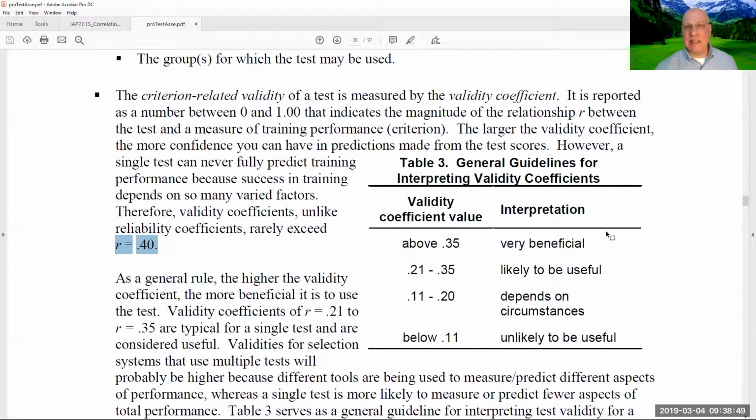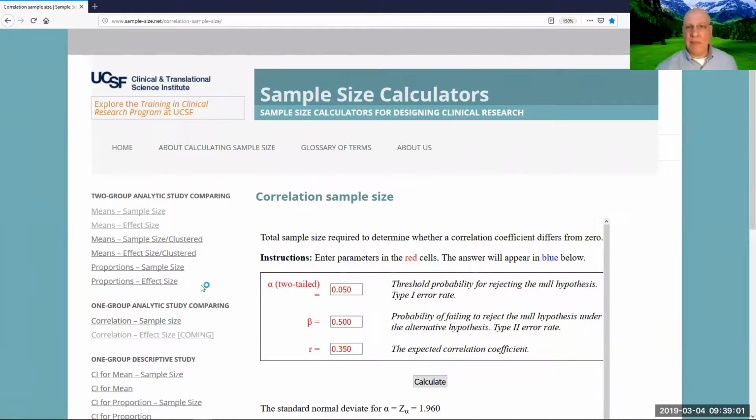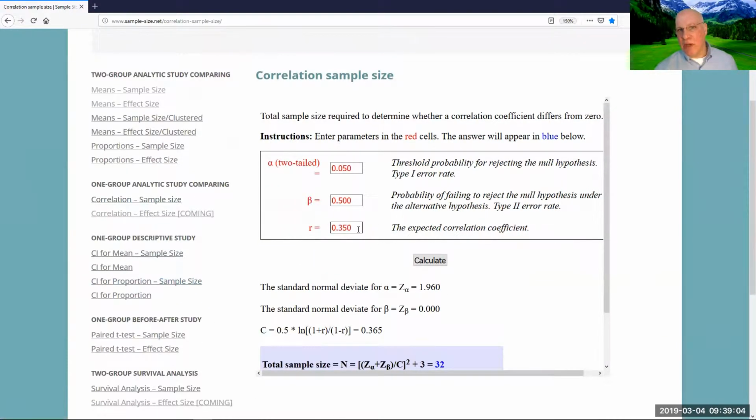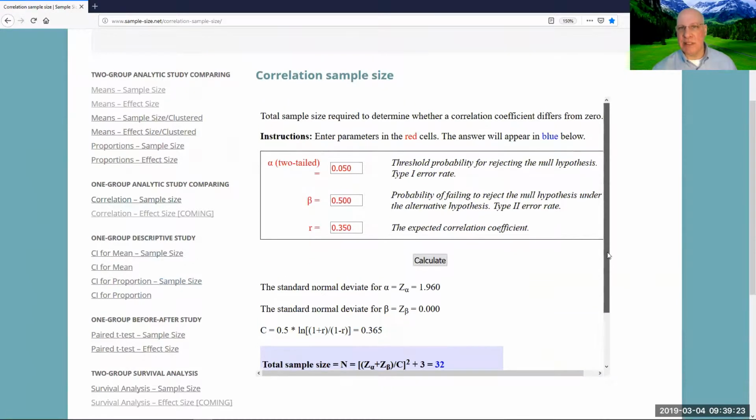Now, when we go back to this document, we see that a correlation coefficient of 0.35 is considered to be very beneficial. So if I go to a power calculator and I put in 0.35, then I am going to need a sample size of about 32. 32 people in a position for whom we have performance data to validate a performance model used with an assessment.